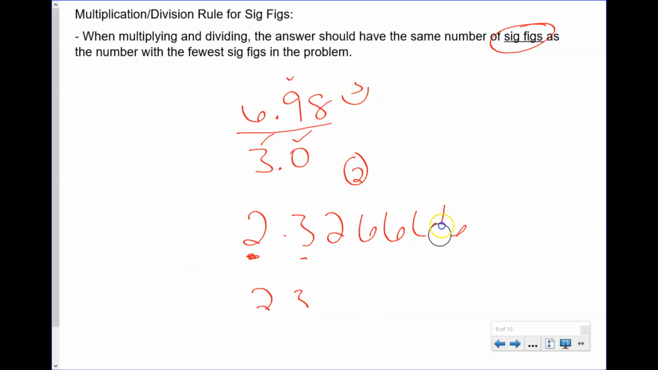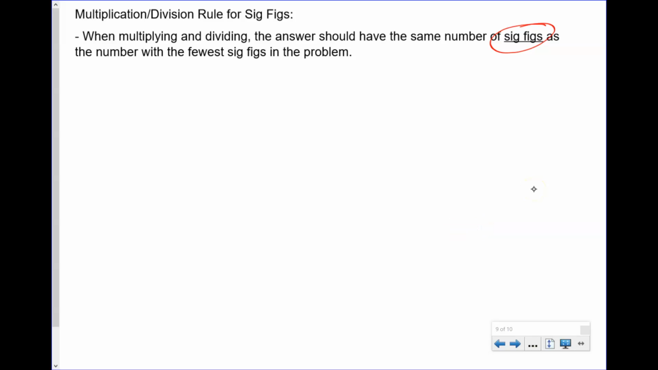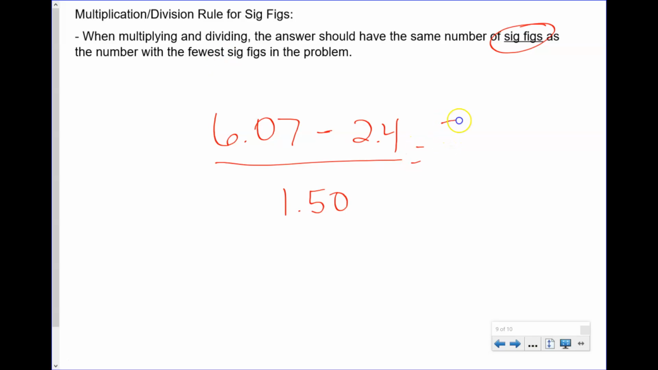Okay, so if we have another example, let's say we have some mixed calculations here, and we've got 6.07 minus 2.4 divided by 1.50. Alright, so at the very top here, order of operations says that we've got to do the subtraction on top of this fraction first. If I do that math, 6.07 minus 2.4, on top I get 3.67 for a total answer.